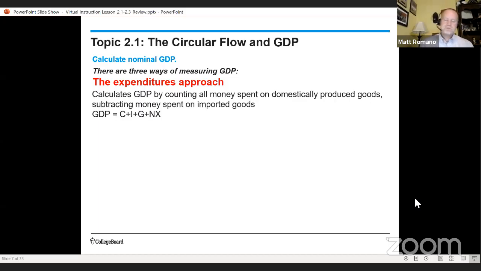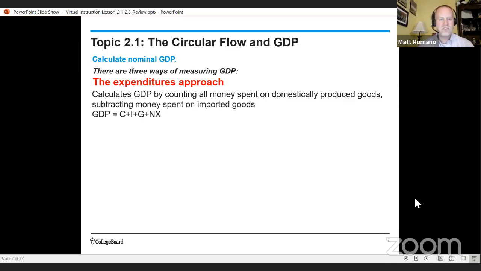And what is that? The expenditures approach is how we calculate GDP, counting up all the money spent on domestically produced goods and services, subtracting any money spent on imported goods, because that, again, is the purchase of goods, but those goods weren't produced here. So to calculate that, you know this well, you're going to add up consumption plus investment plus government spending plus net exports. Consumption being essentially household spending on final goods and services.